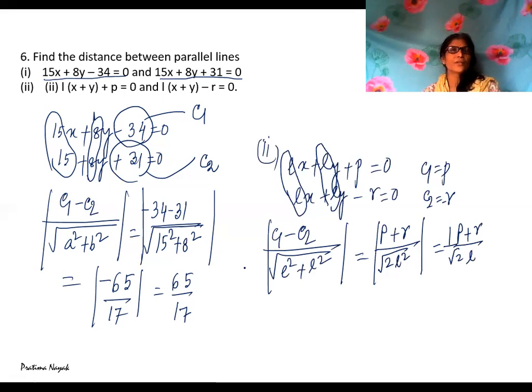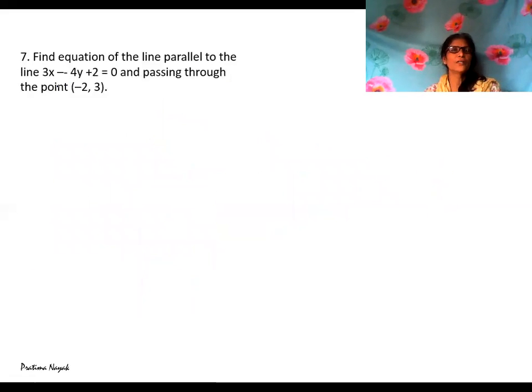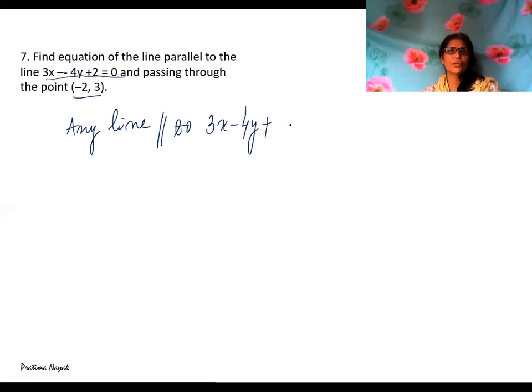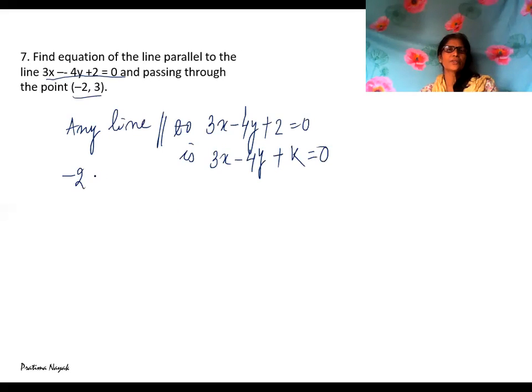Answer. Question number 7. Find the equation of the line parallel to 3x minus 4y plus 2 is 0 passing through this point. I am going with a shortcut method. Any line parallel to 3x minus 4y plus 2 is equal to 0 is 3x minus 4y, keep A and B the same, plus k is equal to 0. Take any line easily in this way. Now the point (minus 2, minus 3) is on the line, so put x is equal to minus 2, y is equal to minus 3 and find k.